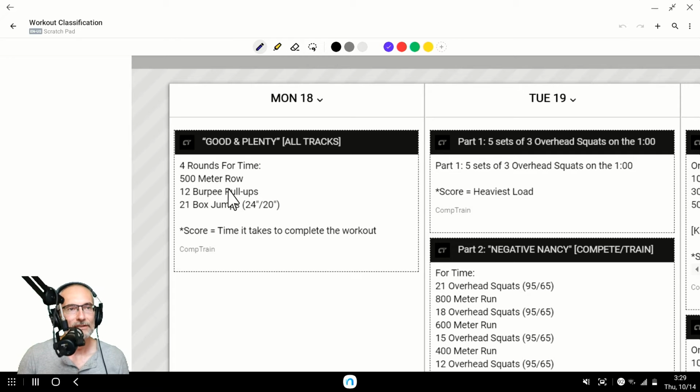We're looking at being able to sustain our effort throughout all 4 rounds without taking long rests. So that's going to put us right in that threshold area where it's going to be comfortably hard. That means we're going to push up against that lactate threshold, but we're not going to redline in this workout. All right, let's take a look at Tuesday.